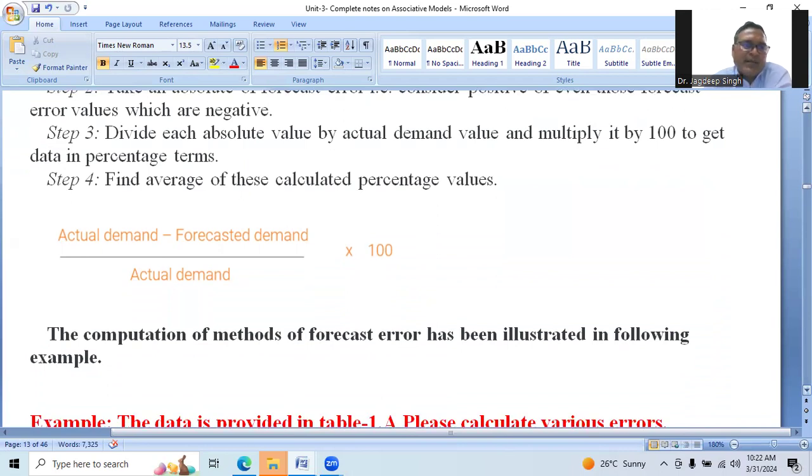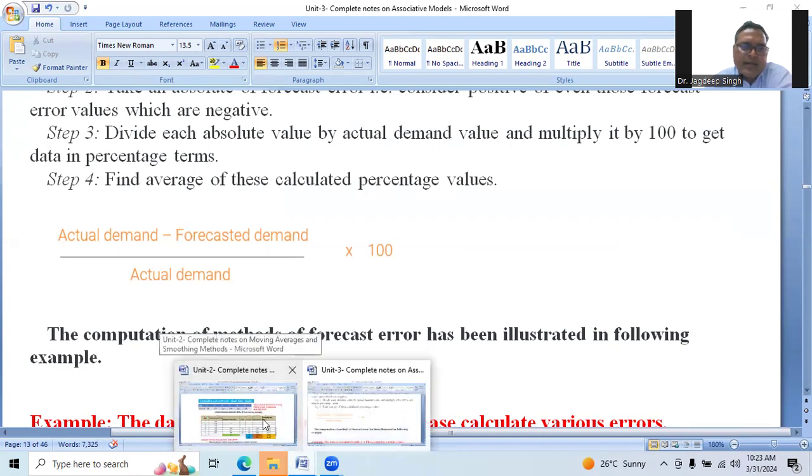So for individual data, that is actual data and forecasted data, take actual demand minus forecasted demand, then divide it by actual values or demand, and multiply it by 100. So this is how. Now let's see the numerical.